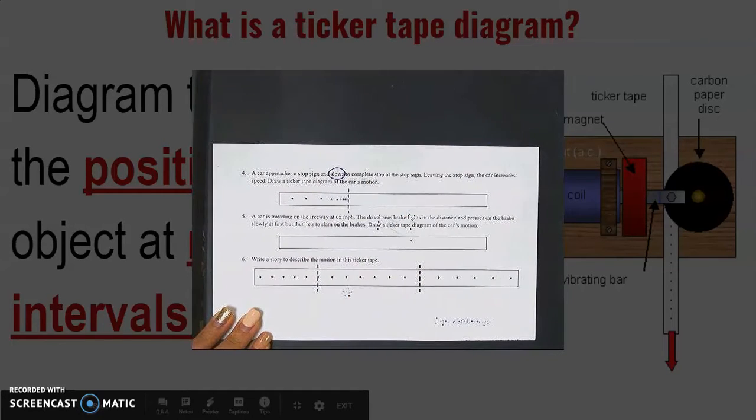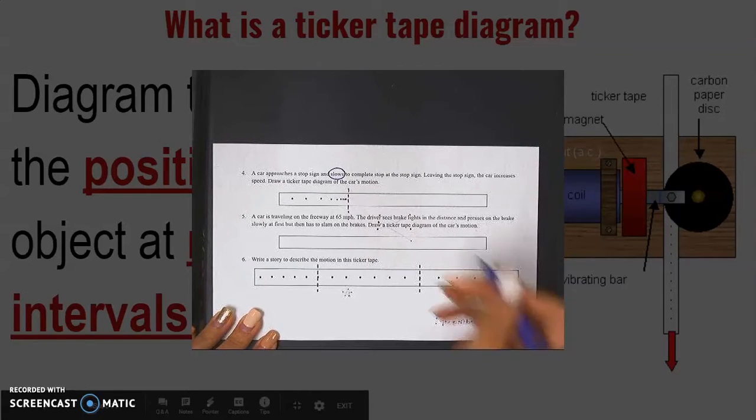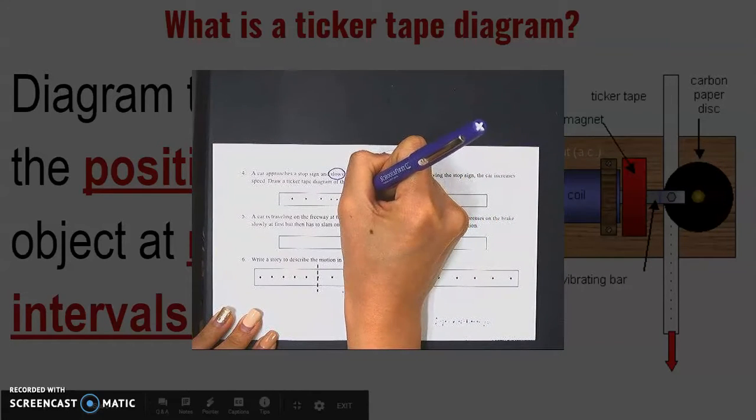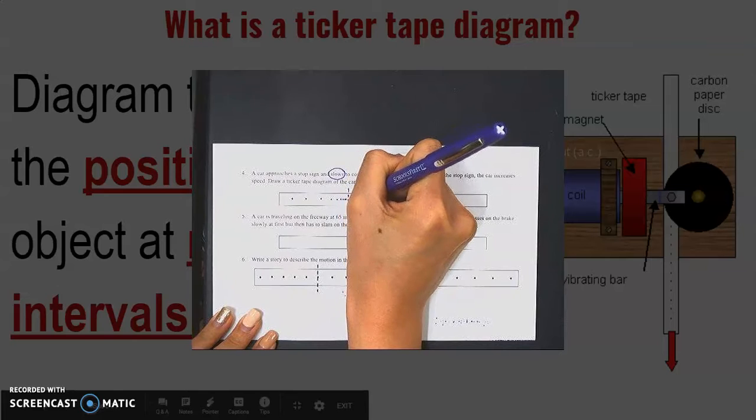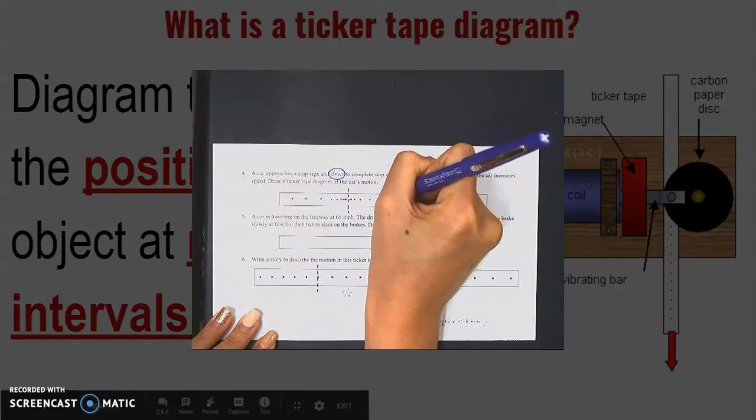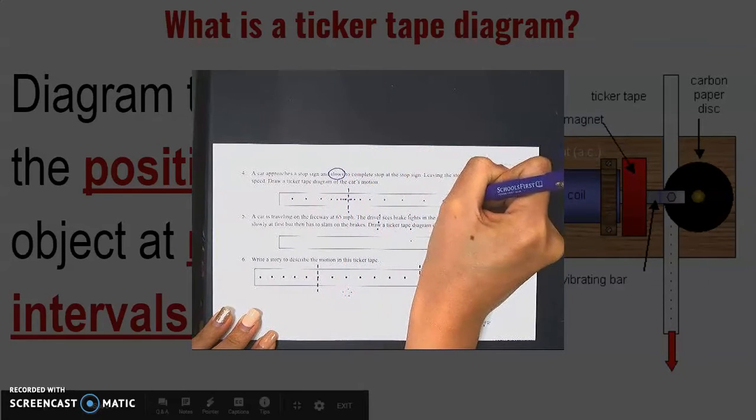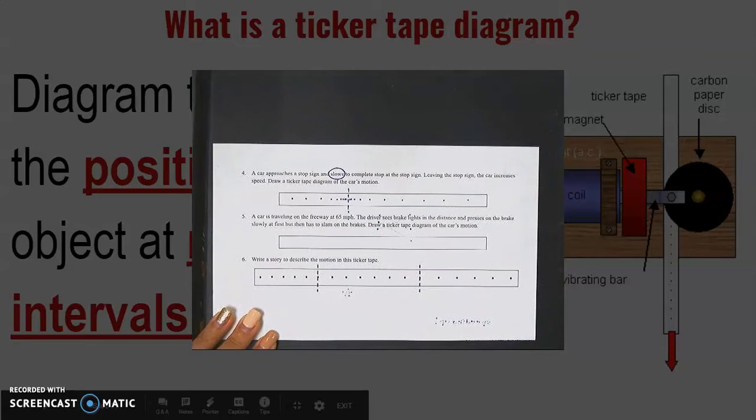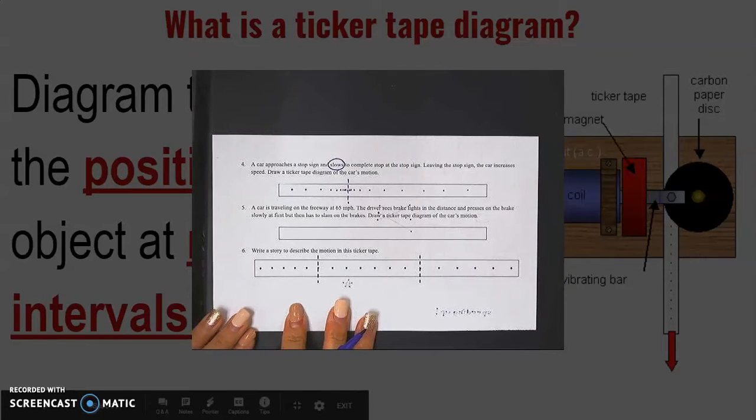So I'm going to use that dashed line as a stop. Leaving the stop sign, the car increases speed. So we're starting from a stop. We're going to gradually increase the speed, which means that the distance between the dots is now going to get further and further. Okay? Number 5, a car is traveling on the freeway at 65 miles per hour.